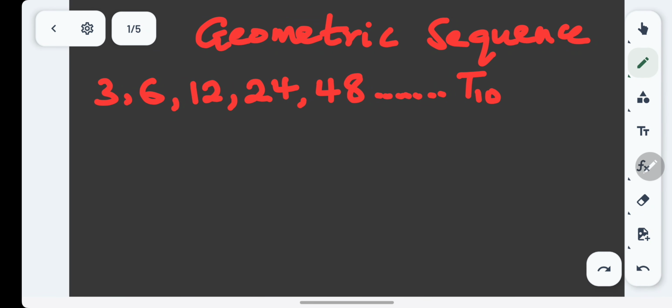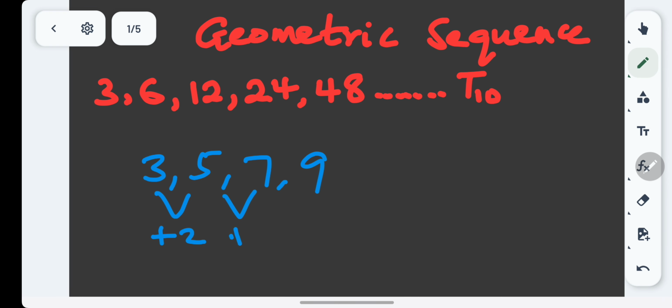In this tutorial, we're going to look at how to find the general term of a geometric sequence, not arithmetic. We've covered arithmetic sequences, where we obtain the next term by adding. So 3 plus 2 is 5, 5 plus 2 is 7, 7 plus 2 is 9. The difference is plus 2. So if the difference is addition or subtraction, then we call it an arithmetic sequence.